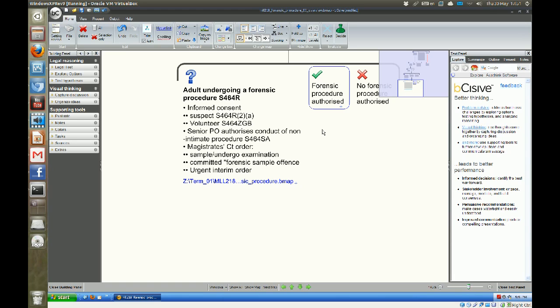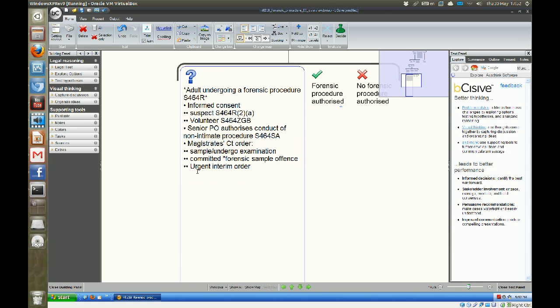So there's the easy way of informed consent, or there is the hard way of basically a compulsory forensic procedure, and that comes in three flavors. We have a senior police officer authorizing the conduct of a non-intimate procedure. We have a magistrate's court order, and then in other cases where the police do not necessarily have the authority, they can make an urgent interim order as well.